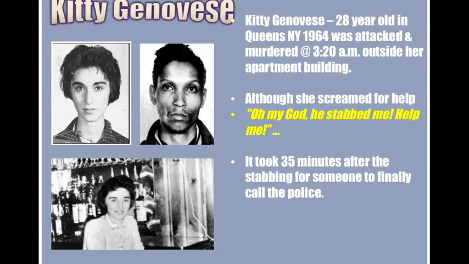Now, altruism is very inspiring, but the bystander effect is the opposite of inspiring. It's quite tragic. Kitty Genovese is a great example of the bystander effect and really where it came from. In 1964, Kitty Genovese, a 28-year-old woman who lived in Queens, New York, was attacked and murdered in the middle of the night at 3:20 a.m. outside her apartment building.